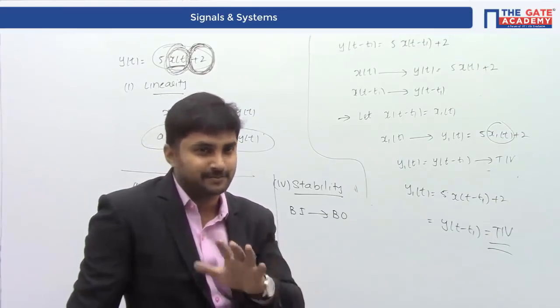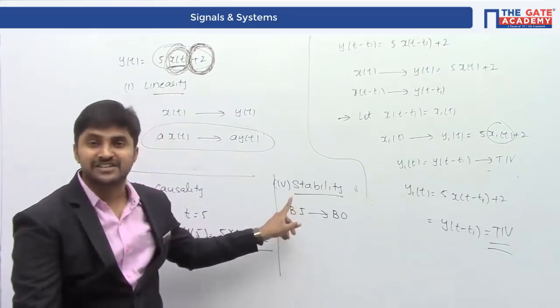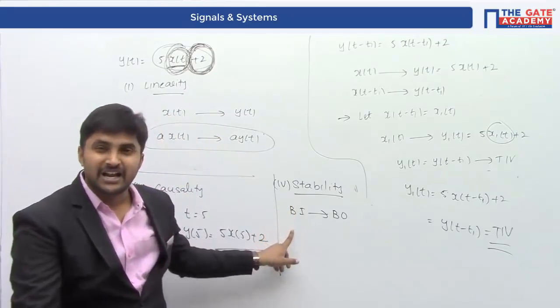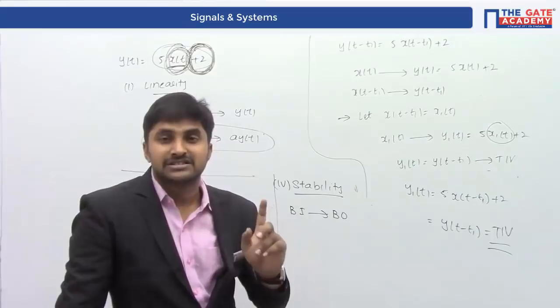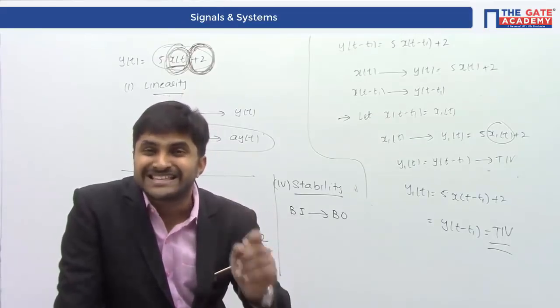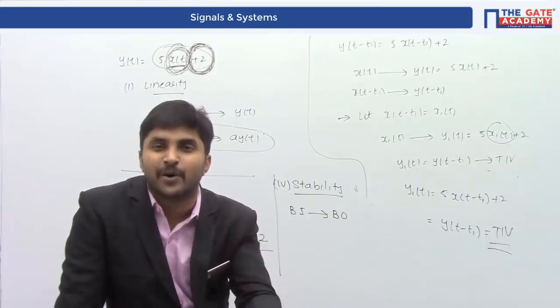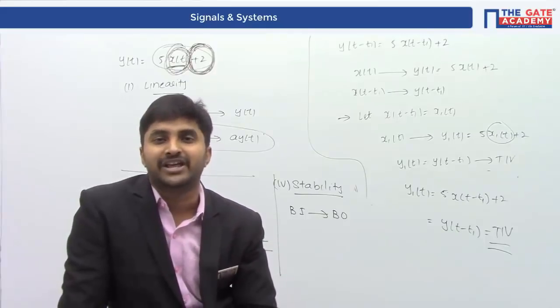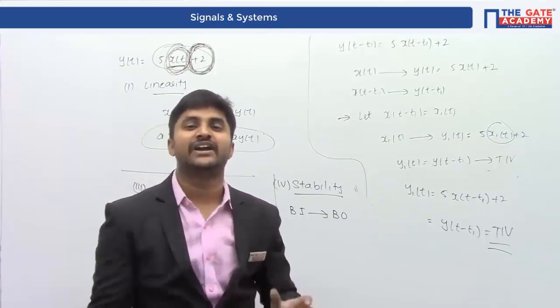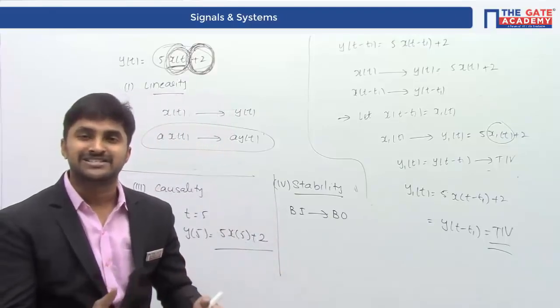I'll do it once again. Stability of the system, the fourth one. What is the condition for stability of the system? A system is said to be stable if for each and every bounded input, the output is bounded in nature. Whenever this is satisfied, we will call the system a stable system.